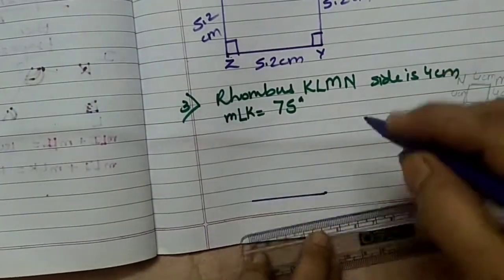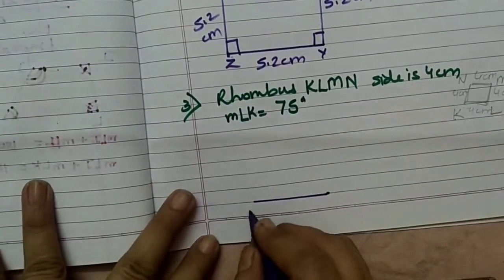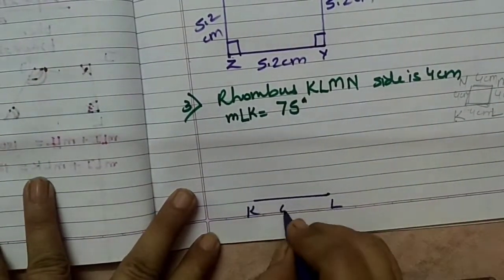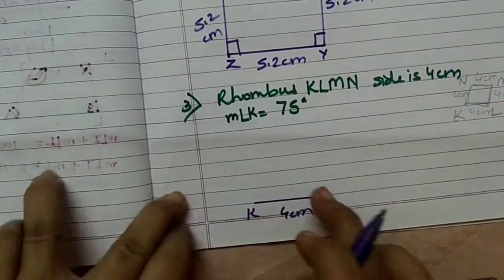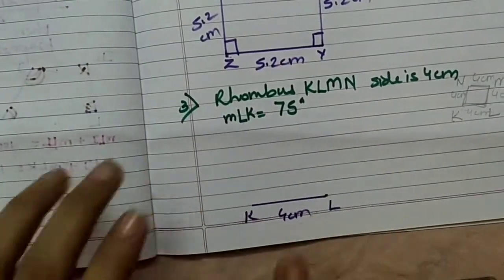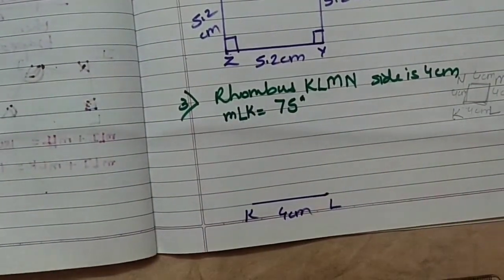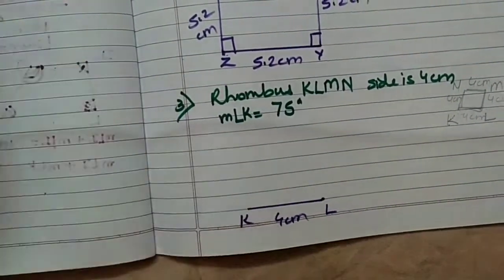4 centimeter. What is the name? This is K and this is L. This is 4 centimeter. Now the angle is 75. First I have to measure the angle.